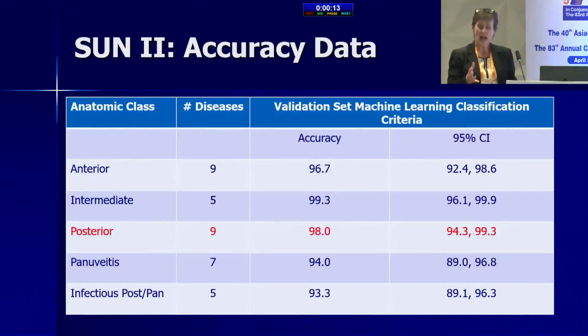When we looked at accuracy, the accuracy for these cases was quite good. We looked at 9 diseases, the 6 non-infectious and 3 additional infectious, and the accuracy was 98%, and you see the confidence intervals there are still fairly tight. So, a good, strong result.